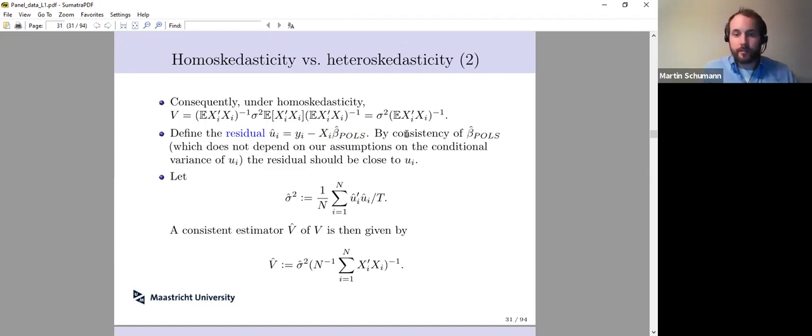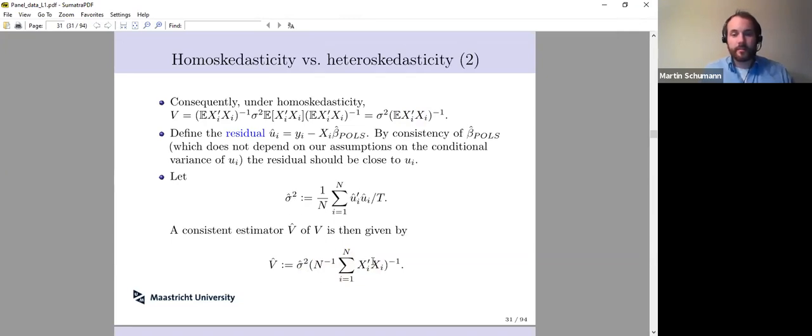And well, if beta hat is consistent, so should be the u hats. So these u hats will be good estimates, close to the actual u_i's. And then we can define an estimator of sigma hat in the following way. Therefore, we immediately get a consistent estimator of the variance matrix V by replacing this expectation here with the sample analog, so the population mean is replaced by the sample mean, and we have an estimator of sigma hat squared.